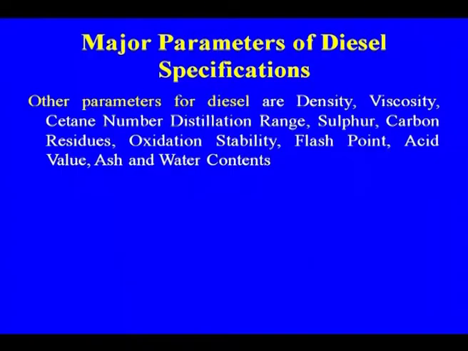These are some of the major requirements, but as I discussed in case of gasoline, some of the parameters to be evaluated for diesel are density, viscosity, cetane number, distillation range, sulfur, carbon residue, oxidation stability, flash point, acid value, ash and water content. So, these are some of the parameters which are being used for the evaluation of the product.